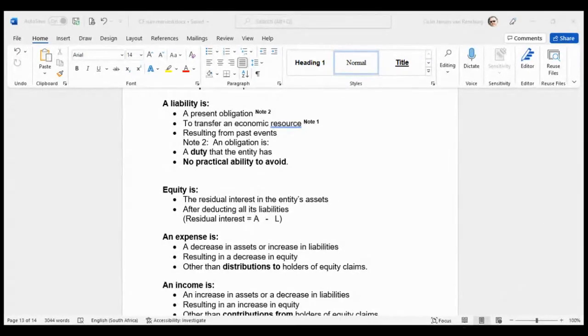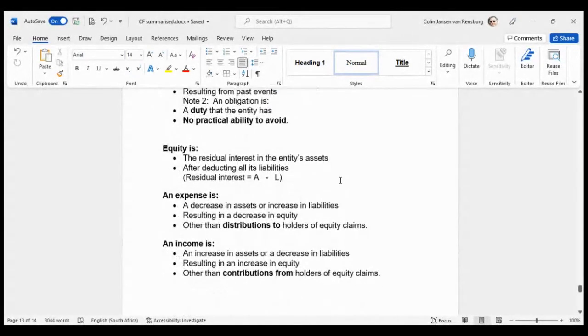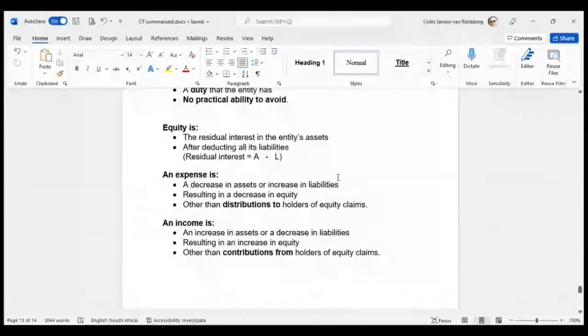Okay. Right, so that is a fairly straightforward one. Then we get to income and expenses. Perhaps let's discuss the income one first, and then we'll discuss the expense one. Obviously, the one is almost a mirror image of the other. So this is our fourth element of the financial statements. We'll see later on where they all fit in.